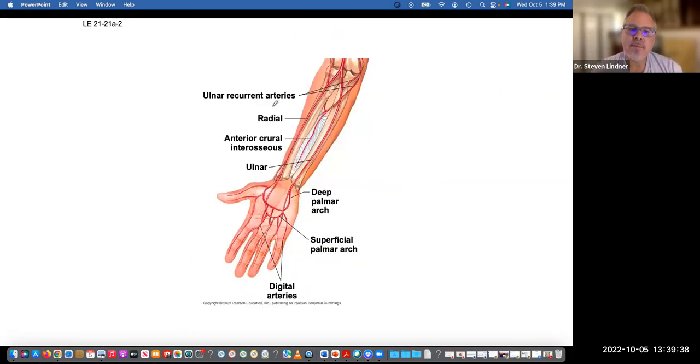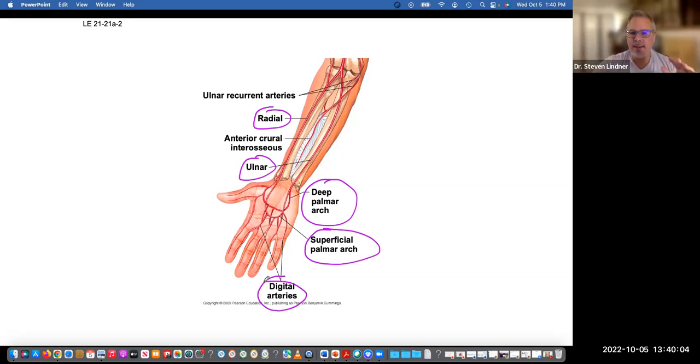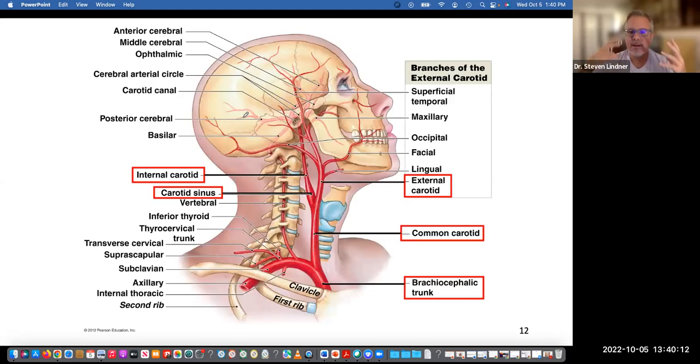Once we're in that forearm, here's the radial artery, here's the ulnar artery, and then it's going to bring the oxygenated blood into the palm, and we're going to have a superficial palmar arch and a deep palmar arch. And then from the palmar arches, we have the digital arteries. Those are the main vessels that I'd like for you to review of the upper extremity. When we come back, we're going to get into blood supply into the brain.